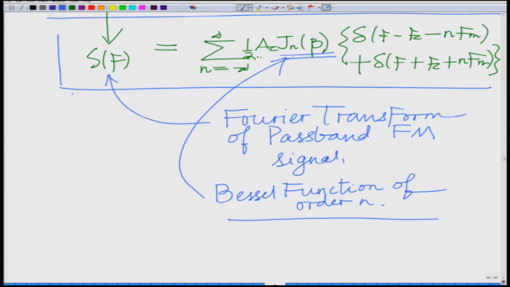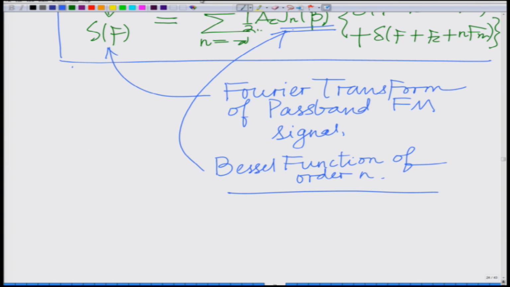but obviously, in practice we have to limit the bandwidth or spectrum of this transmitted FM signal. We have to choose a realistic value of bandwidth. A realistic value of bandwidth for this signal is the range of frequencies for which J_n(β) is significant. That is another thing that can be noted.